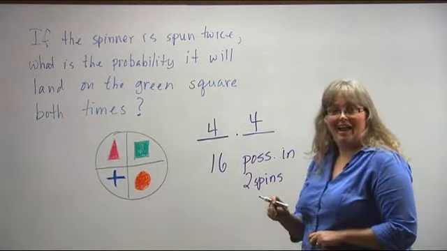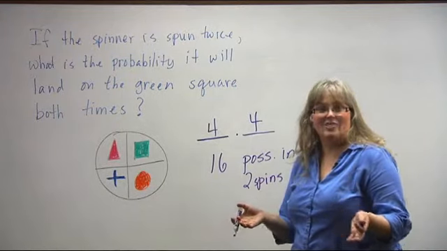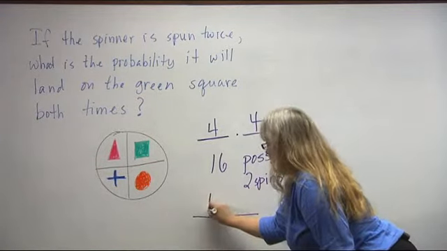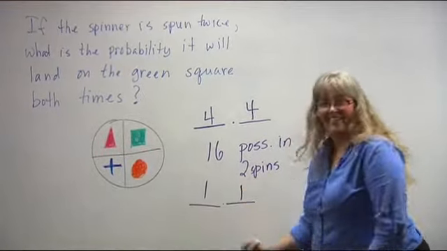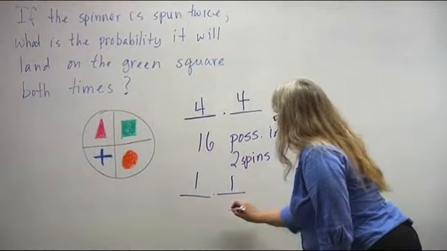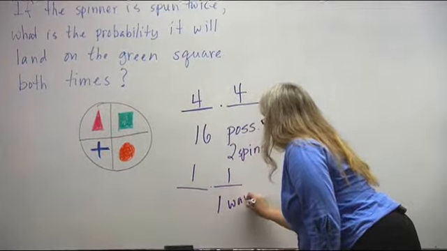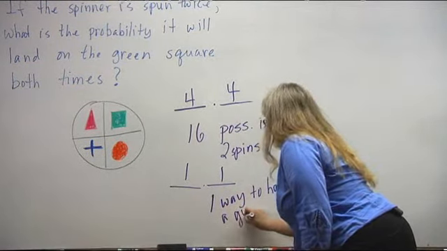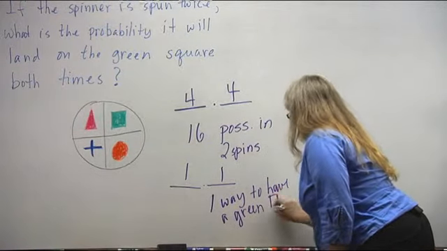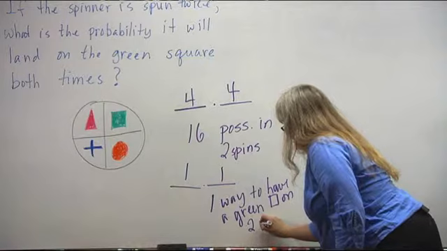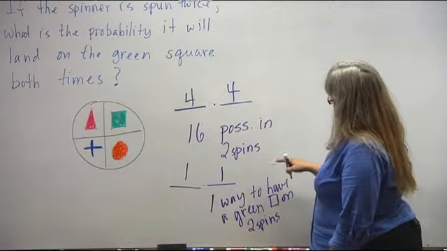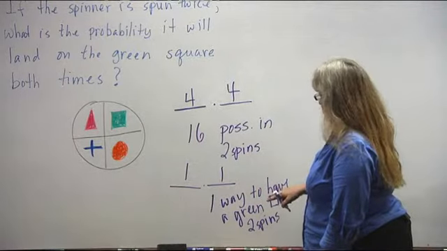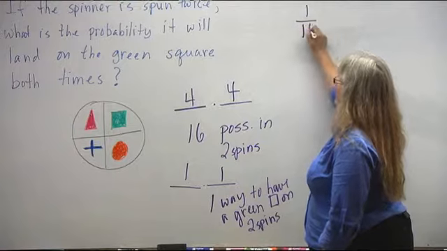Then we want to look at how many ways can we get a green square each time in 2 spins. Well, there's one way on the first spin and one way on the second spin. So a total of 1 way to have a green square on 2 spins. So we have a probability of a green square both times of 1 out of 16.